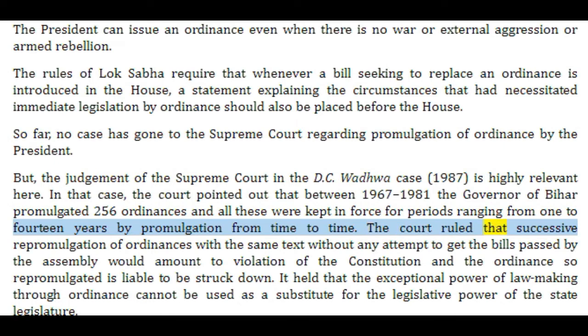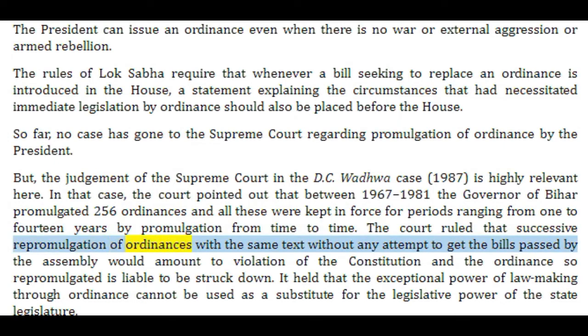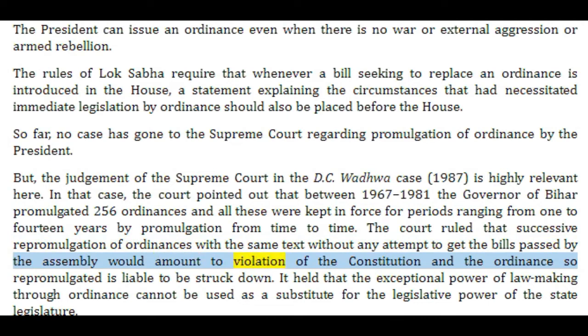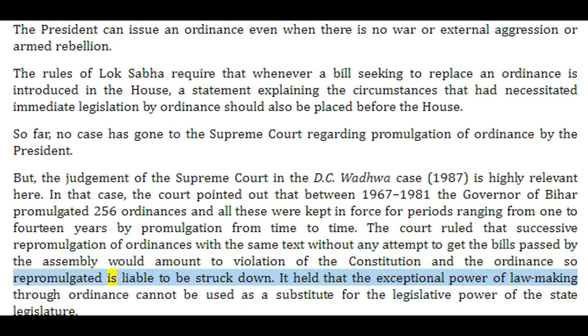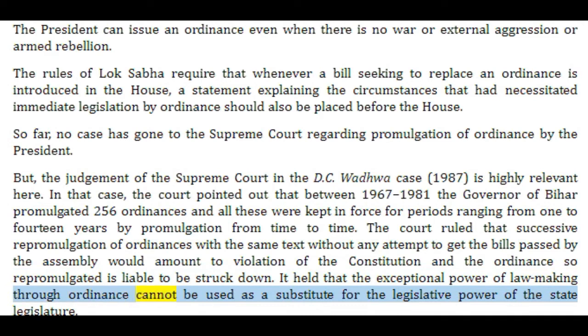The court ruled that successive repromulgation of ordinances with the same text without any attempt to get the bills passed by the Assembly would amount to violation of the Constitution, and the ordinance so repromulgated is liable to be struck down. It held that the exceptional power of lawmaking through ordinance cannot be used as a substitute for the legislative power of the state legislature.